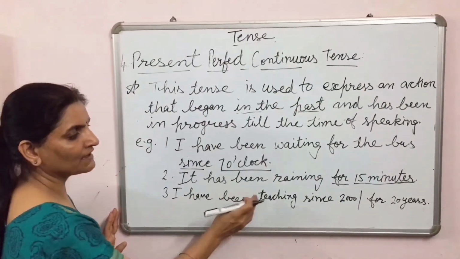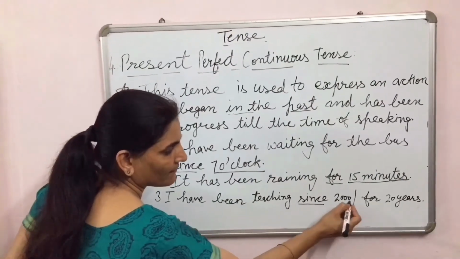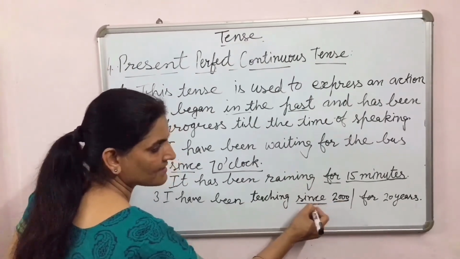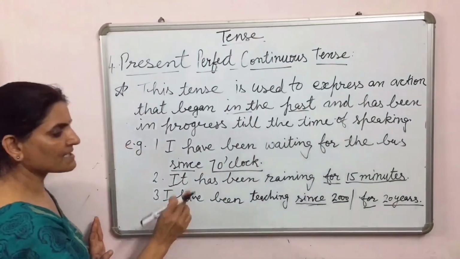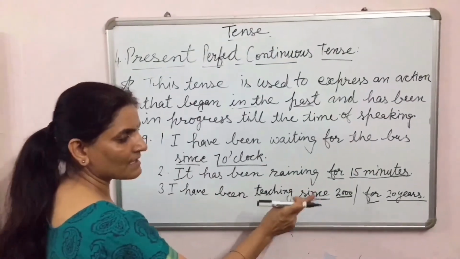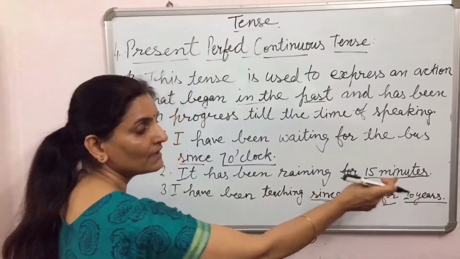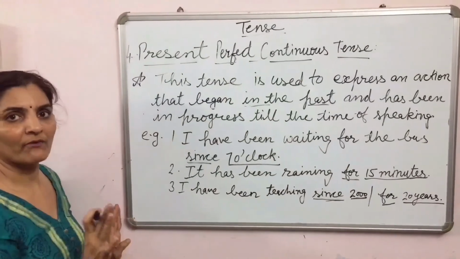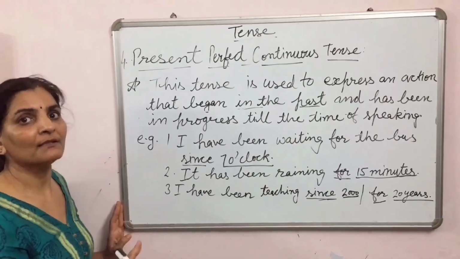I have been teaching since 2000. With 2000 since is used. For 20 years, means I have been teaching since 2000 or I have been teaching for 20 years. Students, we have completed our present tense. I'll be back soon with past tense.